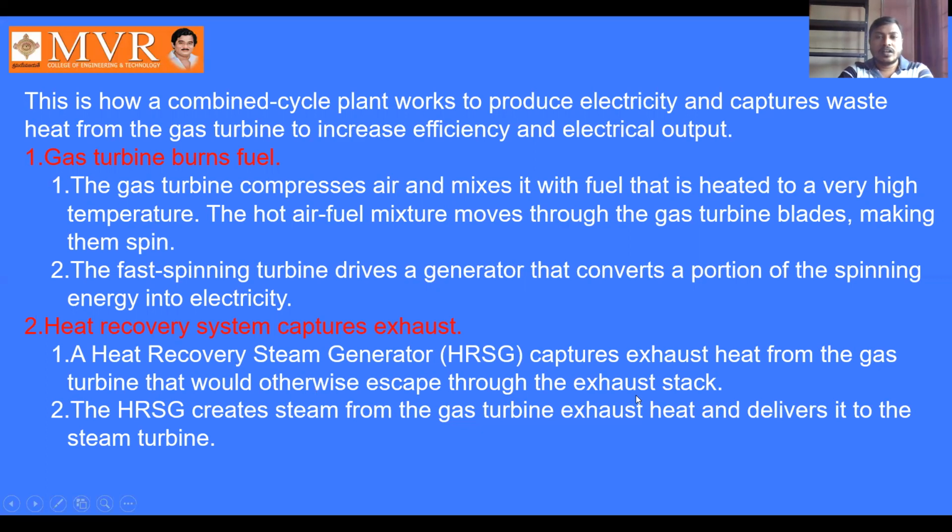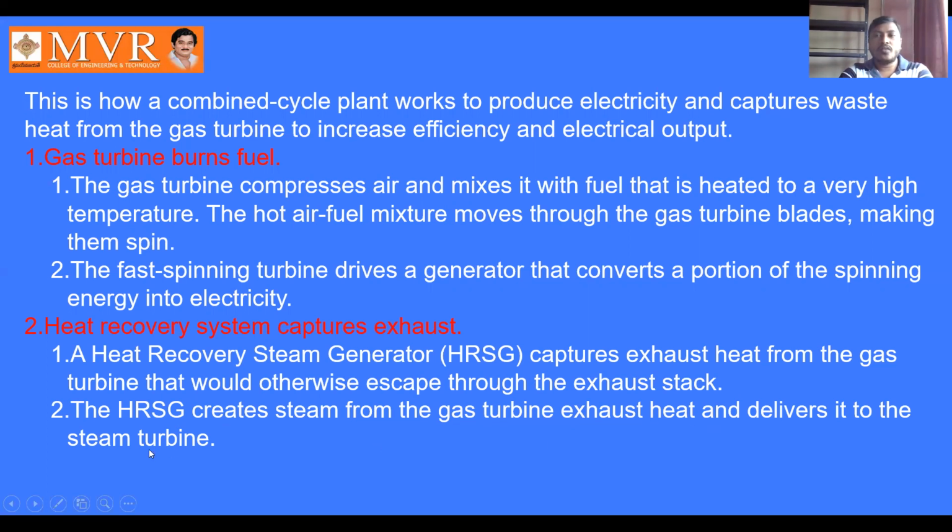It means the waste heat which is coming out from the gas turbine, if we are not connecting it to the steam turbine, the hot gas is going to escape into the atmosphere. But by using this extra gas, we are transferring it from the gas turbine plant to the steam turbine. These HRSGs create steam from the gas turbine exhaust heat and deliver it to the steam turbine.